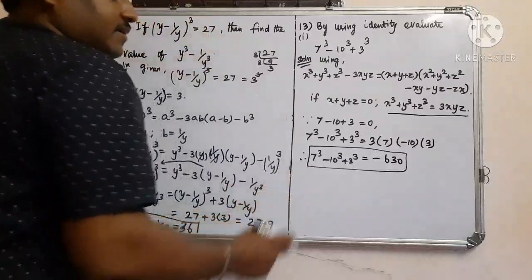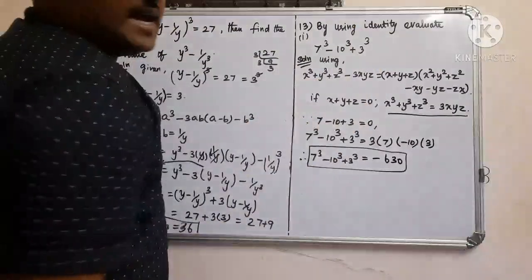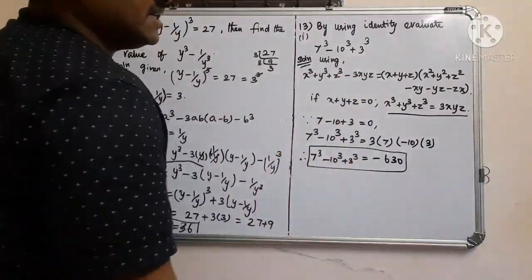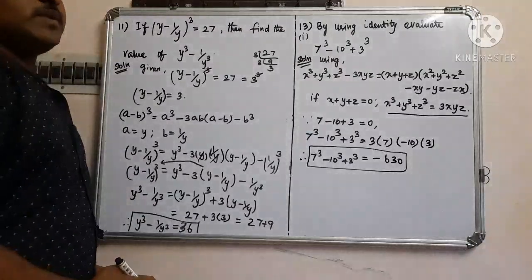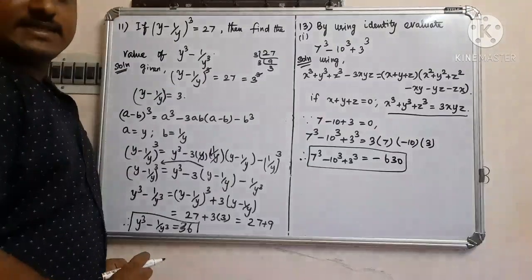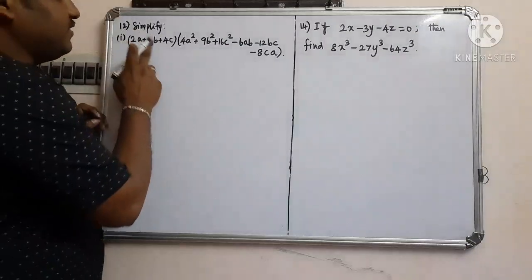This is the value we found using the identity formula, which is x cube plus y cube plus z cube minus 3xyz is equal to x plus y plus z into x square plus y square plus z square minus xy minus yz minus zx. Understood? Next, 12th question. Simplify.